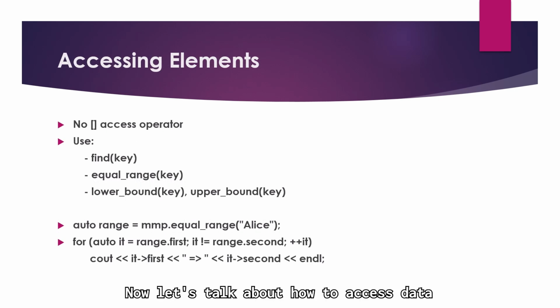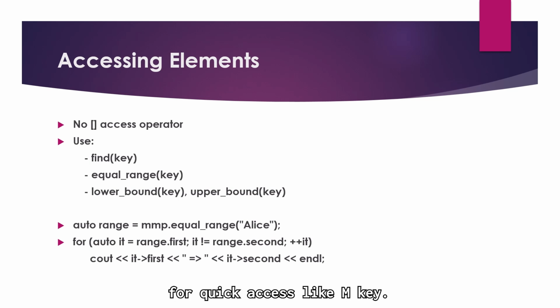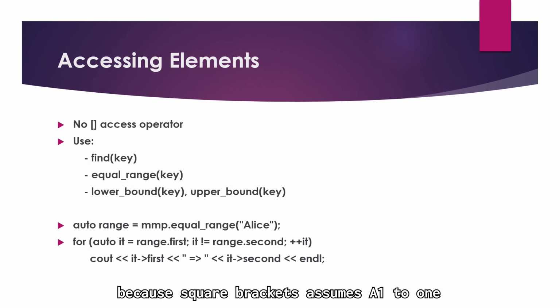Now let's talk about how to access data in a multimap. This is where things differ significantly from a map. A map allows you to use the square bracket operator for quick access like m[key], but a multimap does not support this because square brackets assume a one-to-one mapping of key to value. With multimaps, we might have multiple values per key, so it requires a different approach.